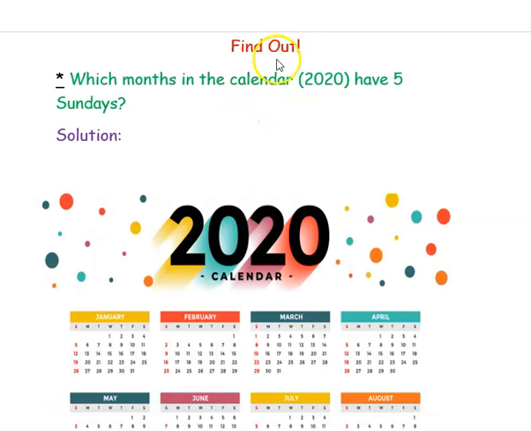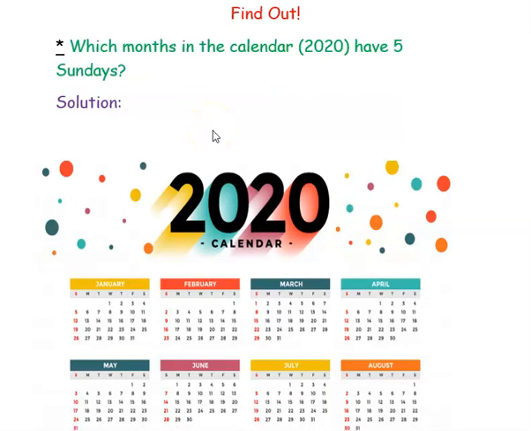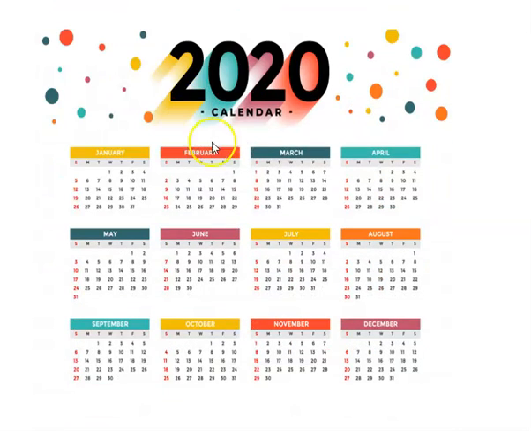Now the next question is, find out which months in the calendar 2020 have 5 Sundays. So you want to find all the months which have 5 Sundays. So here is the calendar for the year 2020. Now let us see all the Sundays in all the months, which should have 5 Sundays. So this is January month. This has 1, 2, 3, 4 Sundays, because Sunday is in red color, so we can easily identify.